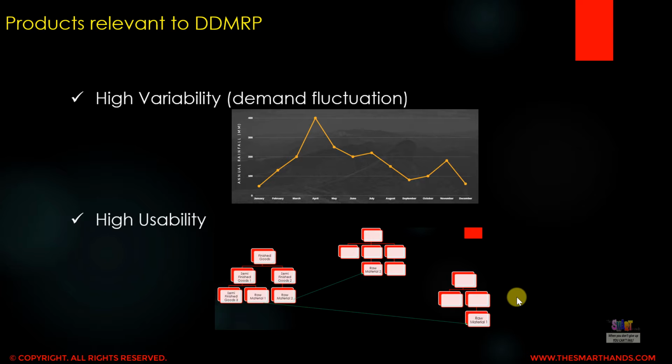This is actually one of the important interview questions as well. If you're going for an interview, they might ask what products are relevant for DDMRP. You can answer that those are the ones where there's demand fluctuation and also high usability.